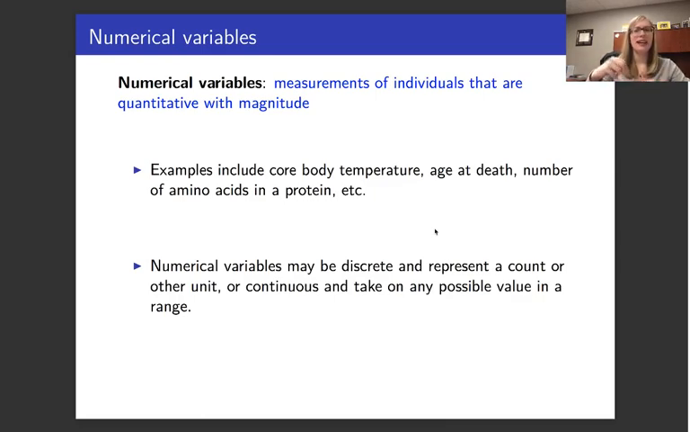Now there is a slight distinction. There are 2 types of numerical variables. They may be discrete. They may represent counts. We may be able to list possibilities. They may be continuous. For the purposes of data analysis, it doesn't make much difference whether or not numerical variables are discrete or continuous, but it can affect things in a few situations.